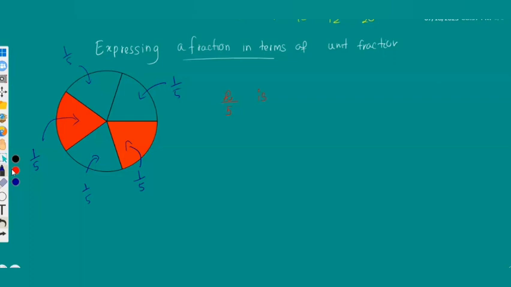Then 2/5 is how many 1/5s? 2/5 is 2. So we write it as 2/5 is 2 1/5s.